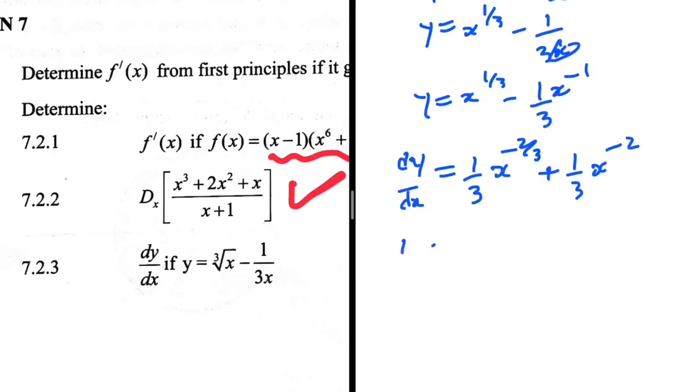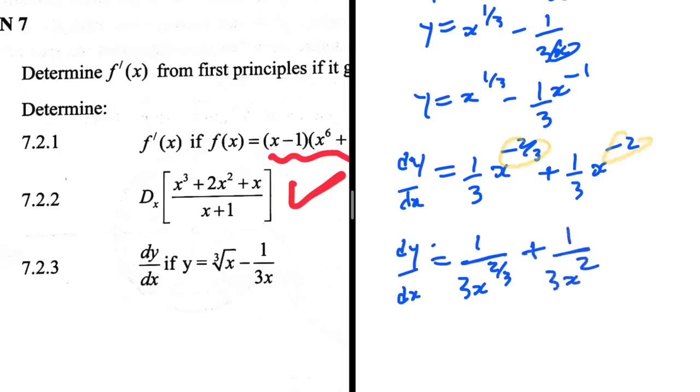This will be equals to, it's not always nice to leave our powers with a negative sign. So let's leave those positive. How do we do that? We take it to the denominator. So this will be x to the 2 over 3. The sign changes just like when we move up. And then plus 1 over 3 x to the 2. There we go. Question 7.